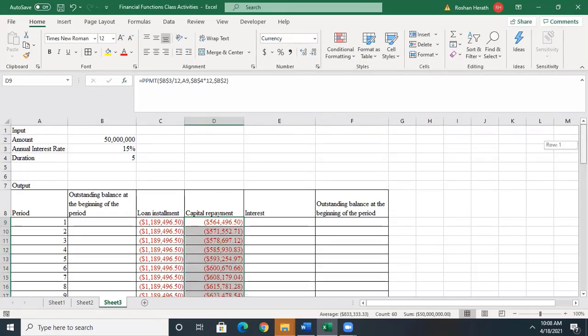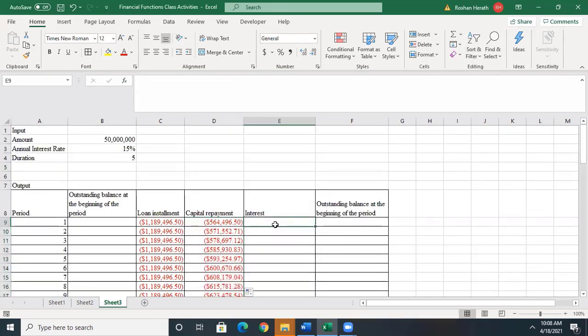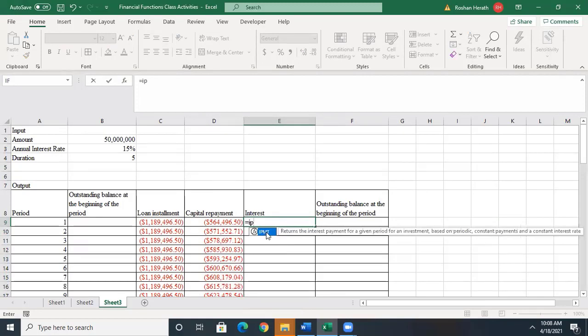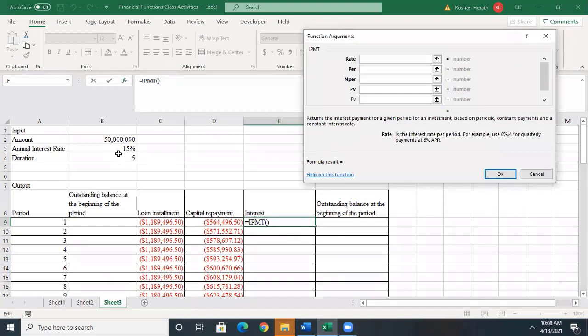So then it goes down till then. So you can do the same for the interest as well. So you can take this IPMT function. It will help you with the interest. Again, the rate is 15%. Convert that into a monthly rate. Period 1 to 60. NPER 5 into 12. Present value is 50 million.